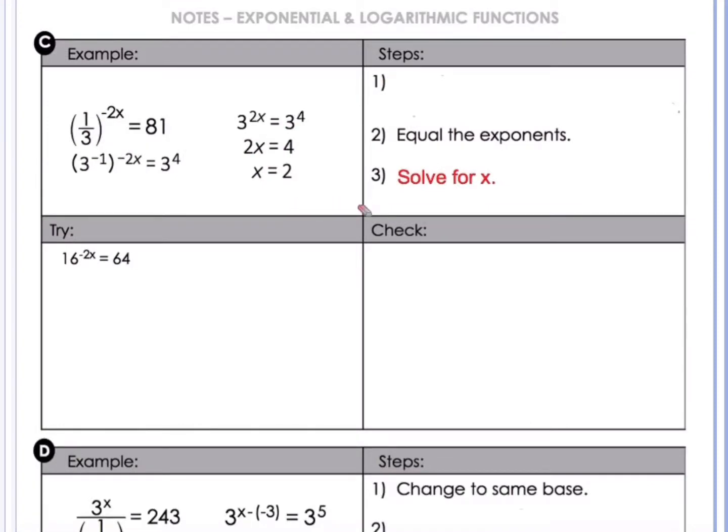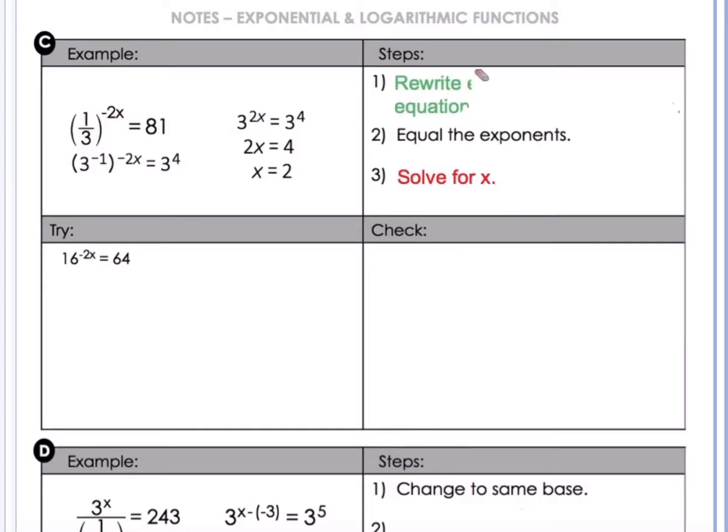We can see that we have 1/3 to the negative 2x equals 81. We do not have the same base right now. But you can see here what they did was take 3 to the negative 1 to the negative 2x power, and this side we can write 3 to the 4th. So we could find a way for them to have the same base.